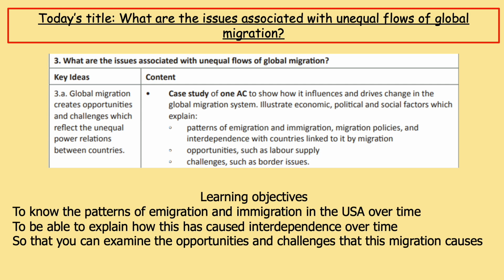This is a very relevant case study, and I would really urge you to keep your eye on the news because Donald Trump keeps changing the USA's migration policy, and you'll see a little bit today about why that's quite significant. By the end of this session, you will know the patterns of emigration and immigration in the USA over time. You'll be able to explain how this has caused interdependence over time, and then you'll be able to examine the opportunities and challenges that this migration causes.